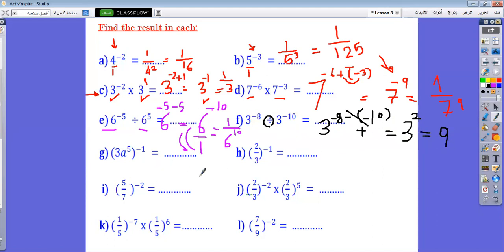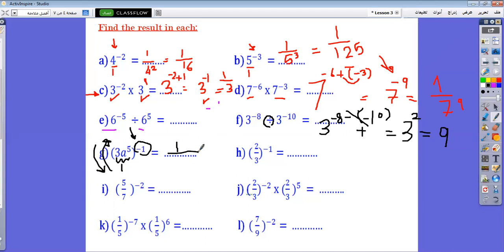Number G. I will read this number to be able to answer it. Okay: 3a power 5, all power negative 1. First step, I want it to be all power positive 1, not negative 1. I want to turn the negative power to positive, so get the reciprocal. 3a power 5 over 1, so it will be 1 over 3a power 5.